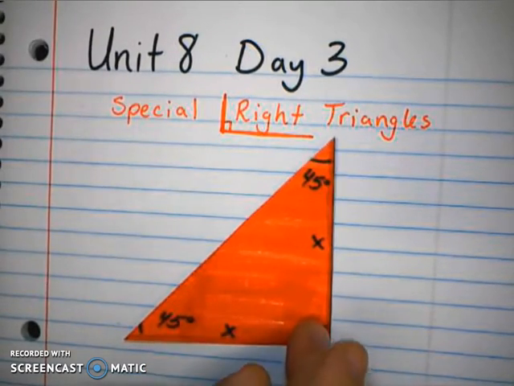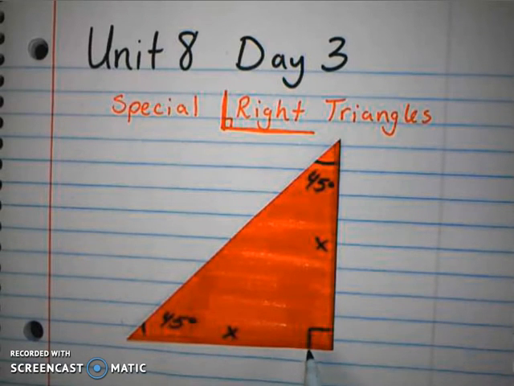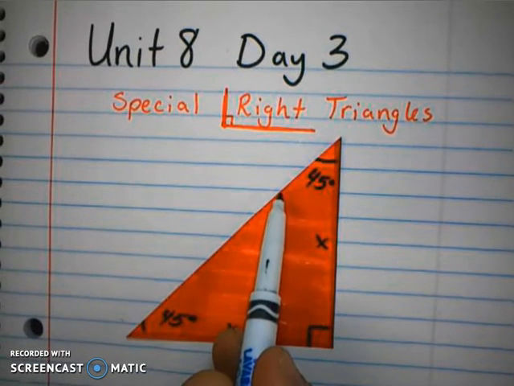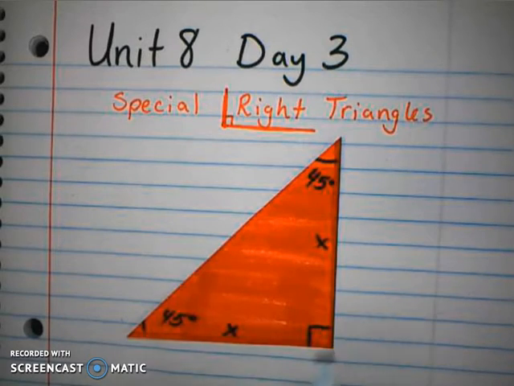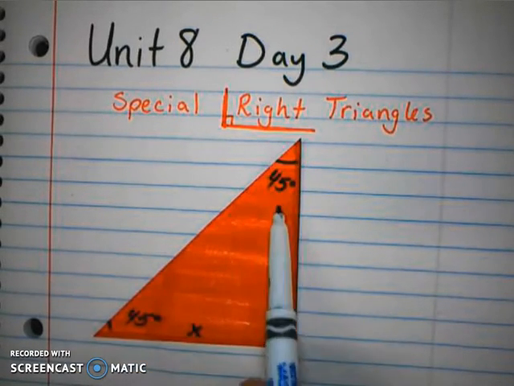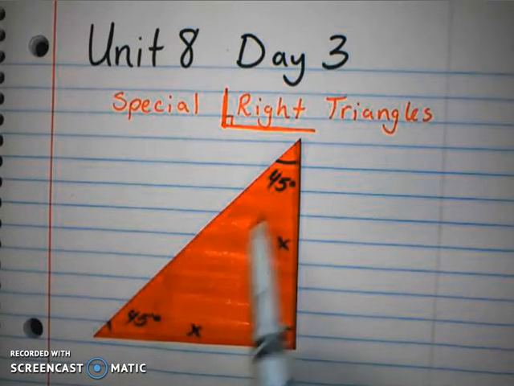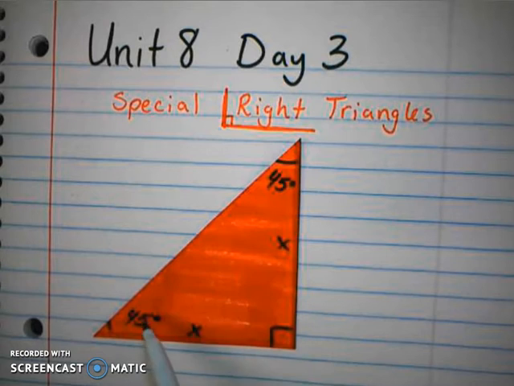And then this one is 90, and you'll notice that all 3 of these add up to 180 degrees. 90 plus 45 plus 45 is 180 degrees. So what we get is a special triangle because both the sides are the same length, and we get these special angle measures. This is called a 45-45-90 special right triangle.